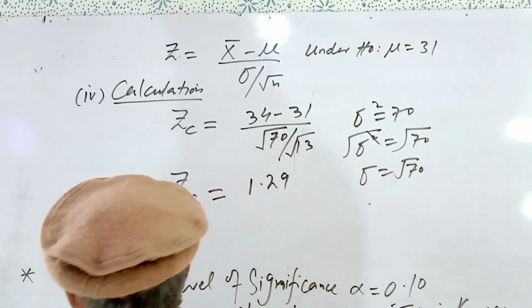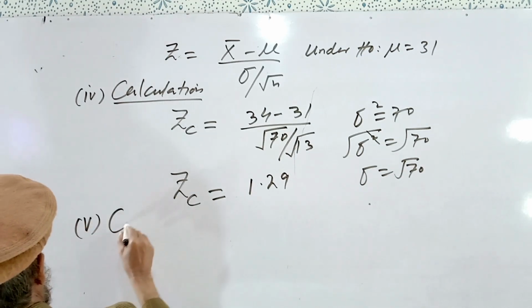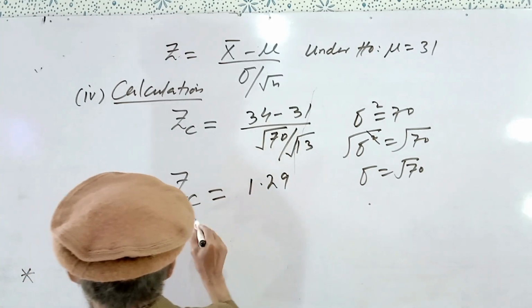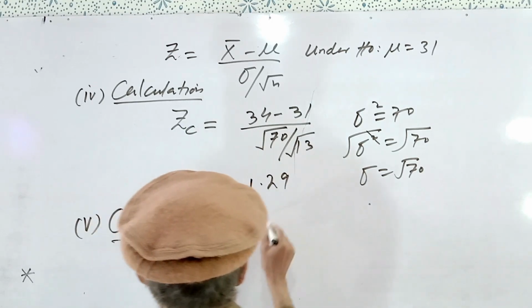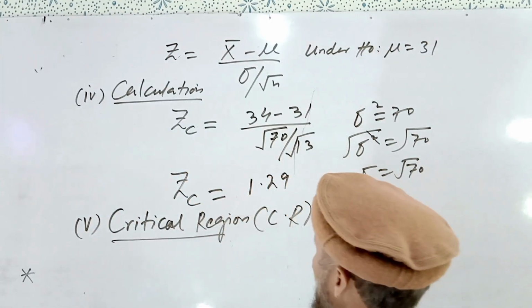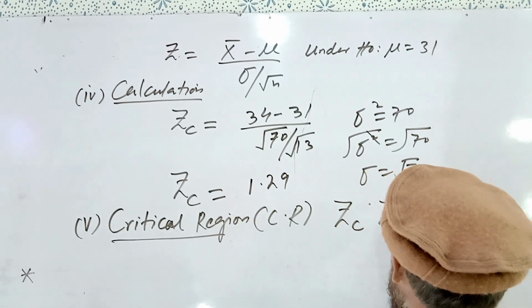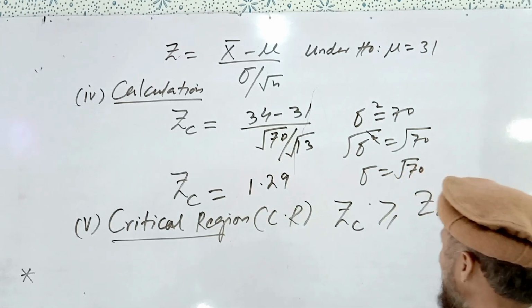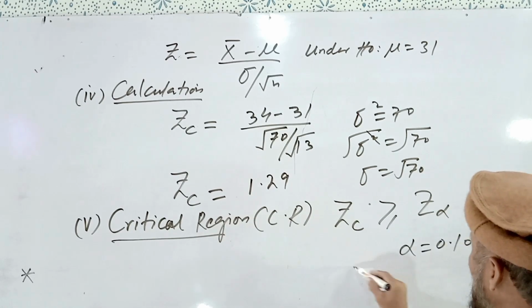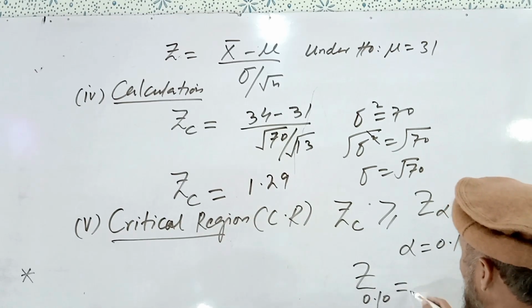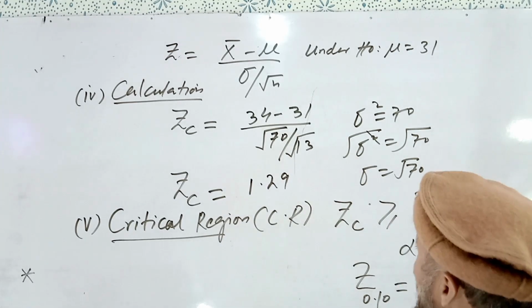So 1.29 is Zc, the Z calculation. The fifth step is the critical region. Here it is a one-sided test, so we use Zc greater than or equal to Z alpha. Alpha is given as 0.10. If we see the standardized Z table, we get the answer 1.28.